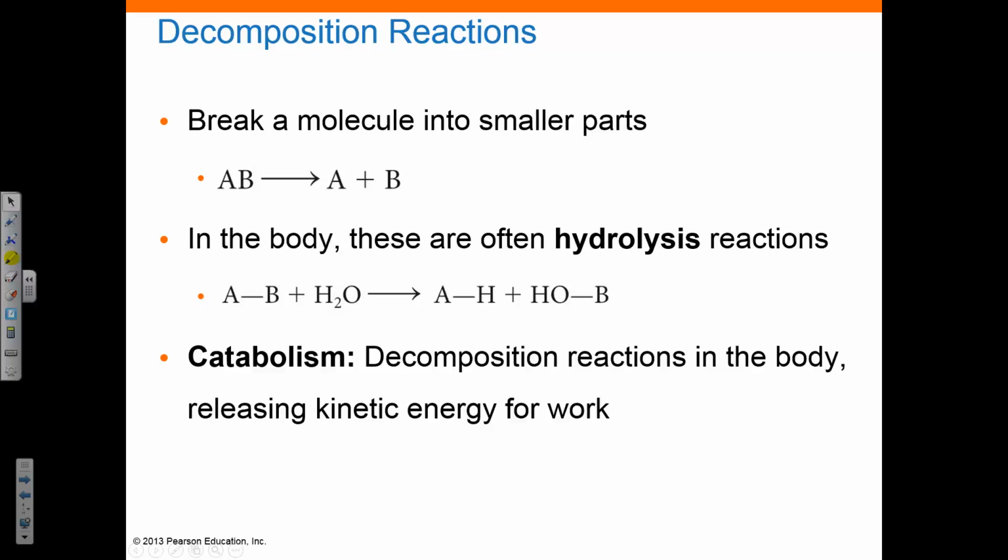The body relies on three types of chemical reactions: decomposition reactions, synthesis reactions, and exchange reactions. In a decomposition reaction, a molecule is broken down into smaller parts. We can see here that a larger molecule, AB, will be broken down into smaller components, A and B.